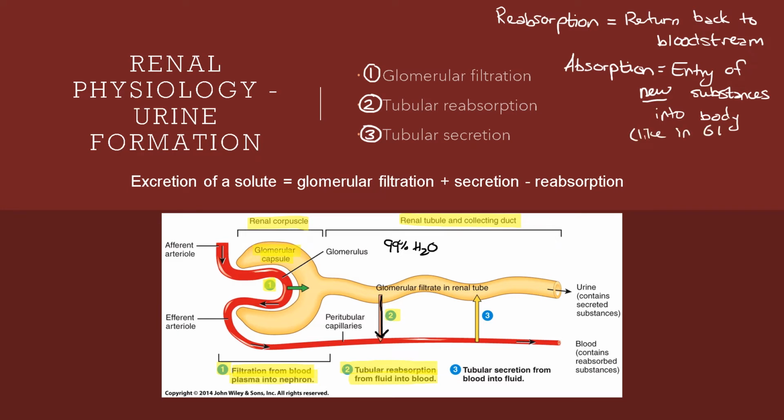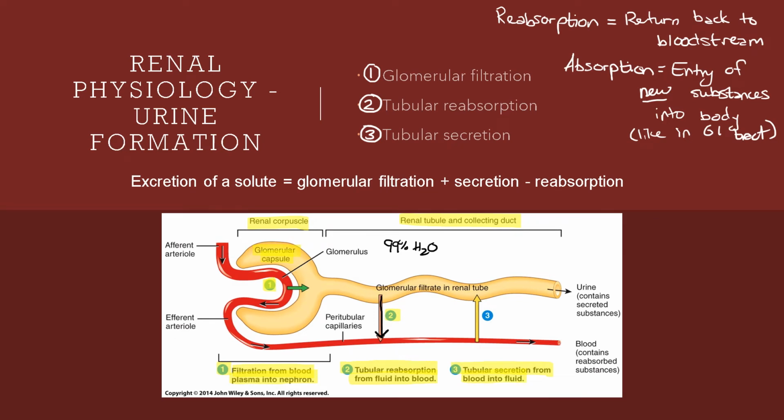Like in the GI tract. Okay, then our final step or final process in urine production is tubular secretion. This is another term that we should know about as well.